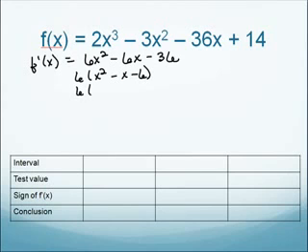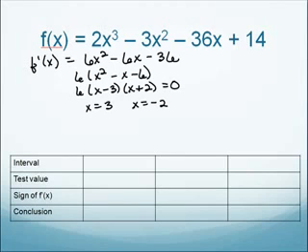And then we'll factor it down to this. So we see we have critical values at 3 and at -2. So we take those critical numbers in, and then that gives us intervals.